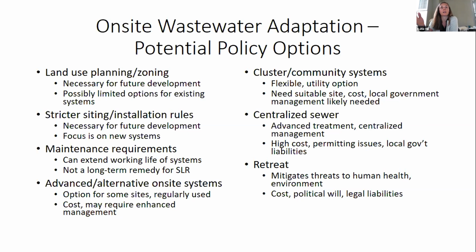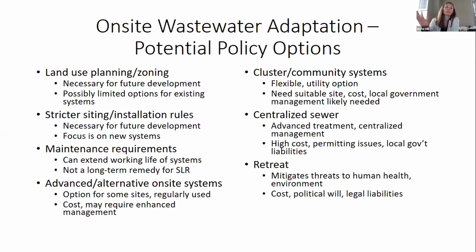Now you're talking about taking local responsibility for supplying adequate sewage treatment when before it was a private system. And if things start going bad with the centralized sewer system because of sea level rise, now the local government might be on the hook there.